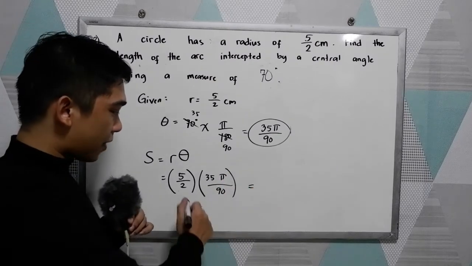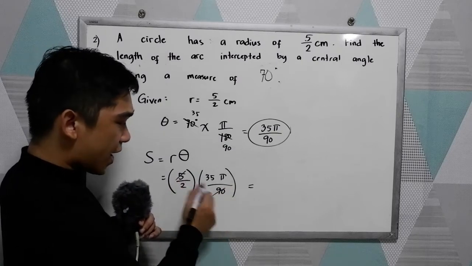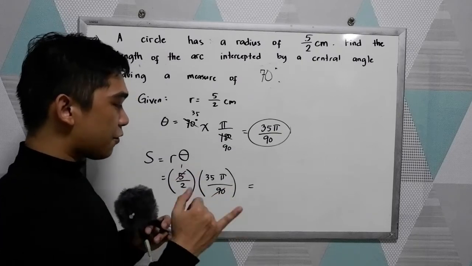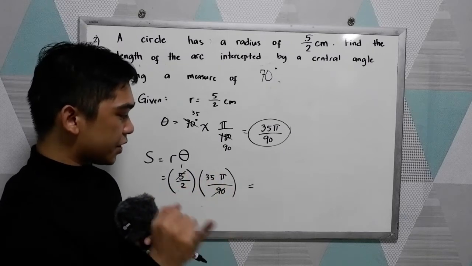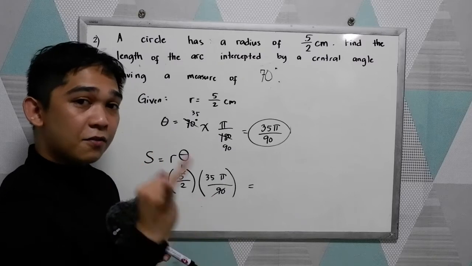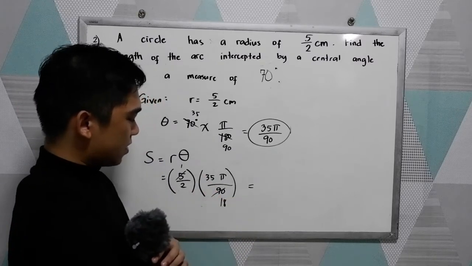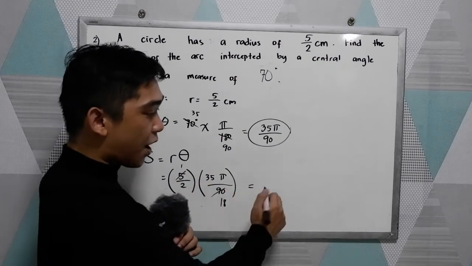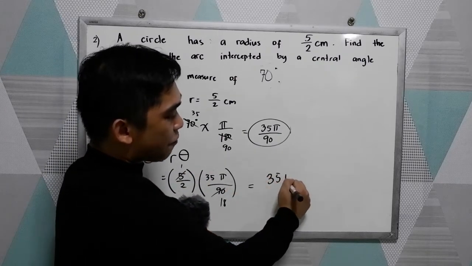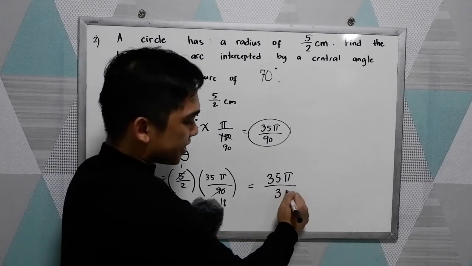So cancellation method. So we now have divisible by 5. So 5 into 90 is 18, and 5 into 5 is 1. Now we have 1 times 35, 35 pi all over 2 times 18, 36.